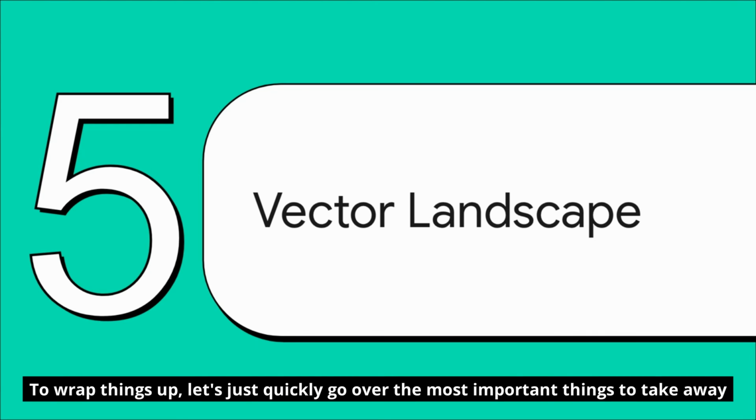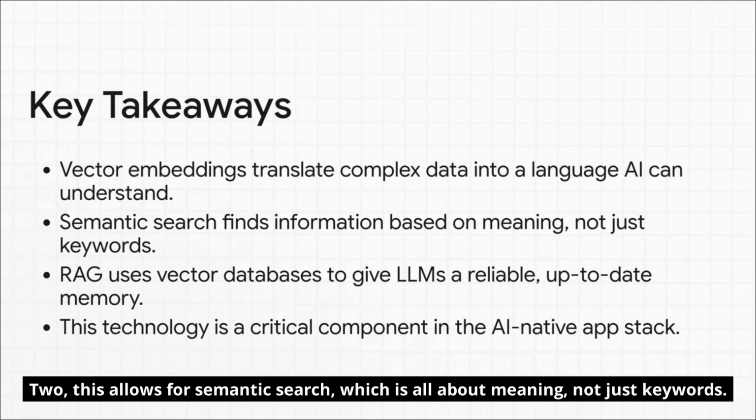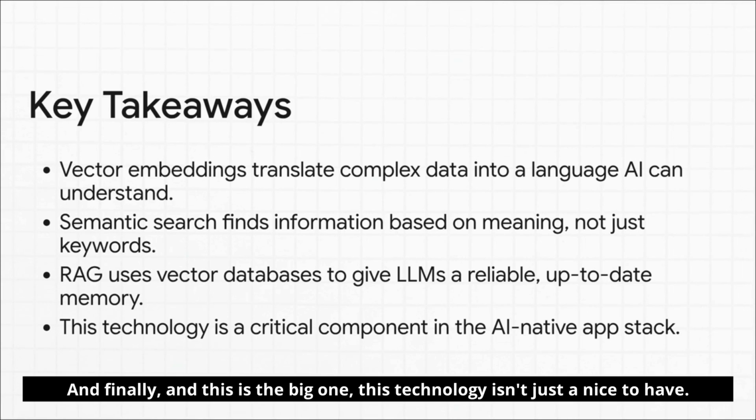To wrap things up, let's just quickly go over the most important things to take away from all this. All right, here's what you really need to remember. 1. Vector embeddings are the universal translator for AI. 2. This allows for semantic search, which is all about meaning, not just keywords. 3. The RAG technique uses this search to give LLMs an external, reliable memory. And finally, and this is the big one, this technology isn't just a nice-to-have. It's quickly becoming the absolute cornerstone of the modern AI stack.